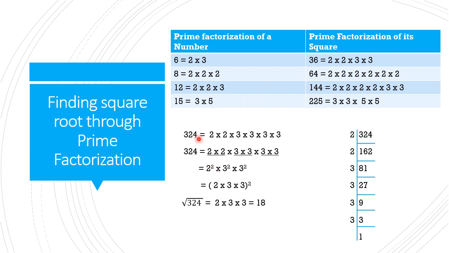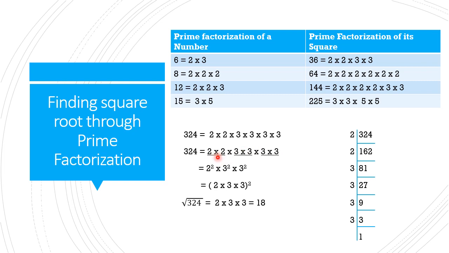Okay. One more example we can take, 324. By the division method we get 324 is equal to 2 into 2 into 3 into 3 into 3 into 3. Okay, here we have 2 two times and 3 four times. And next step we are pairing the factors. 2 as a pair we write. We have done here underline. 3 into 3 another pair and 3 into 3 third pair. Okay, so we have paired the factors here.